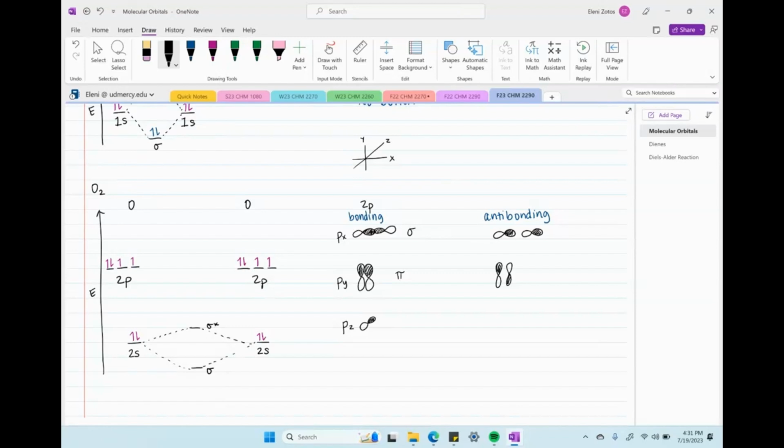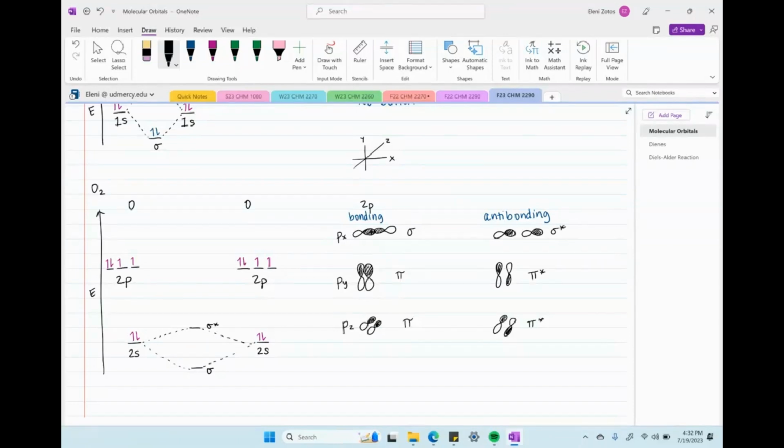And then you could probably predict what the Pz will look like for a bonding orbital. We have the same phasing overlapping. This is again a pi bond. And for antibonding, we have opposite phases overlapping, and this would be a pi star. Py antibonding is pi star, and then Pz antibonding is sigma star. So that's what the orbitals actually look like in space, the shape of the orbitals.